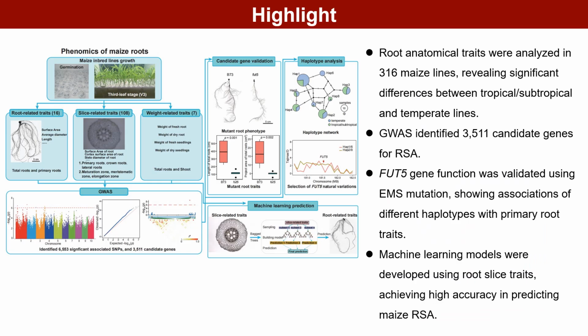By analyzing 316 maize lines, we found root trait differences between tropical/subtropical and temperate maize, used root anatomy data with GWAS to identify genes, including FUT5-related aspects, and constructed a high-accuracy machine learning model from root slice traits, providing tools for maize genetic research and breeding.